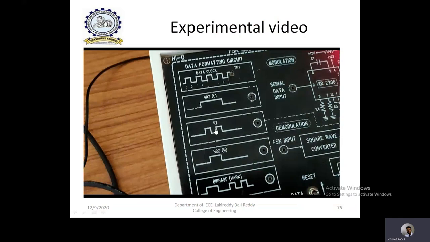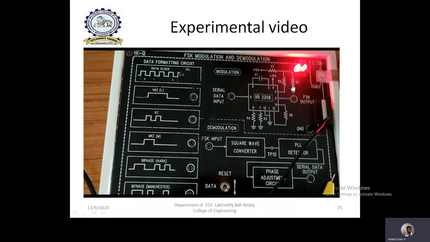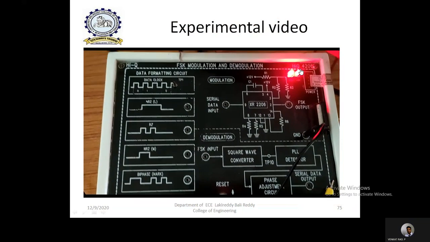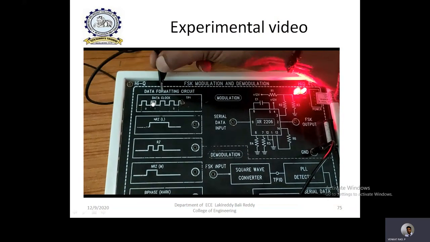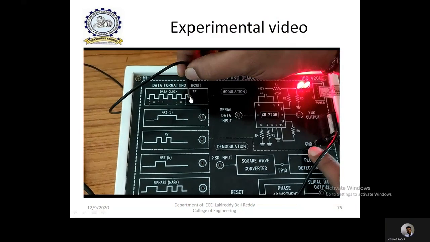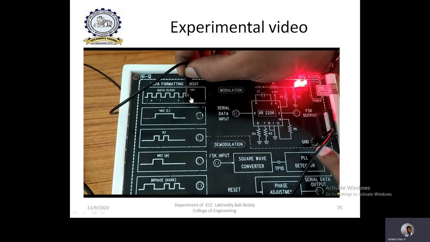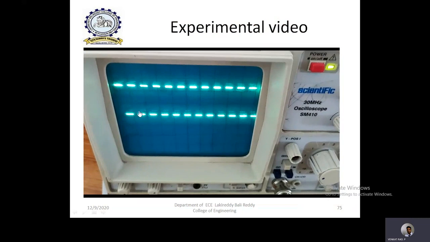Now I have paused this. These are the data and clock, and these are the different line coding techniques available. The first step is to observe the clock signal here. Switch on this kit, connect the ground pin, and this is the clock signal. Connect the CRO probe to this clock signal and observe it in the CRO. This is the clock signal. All of you carefully observe this.